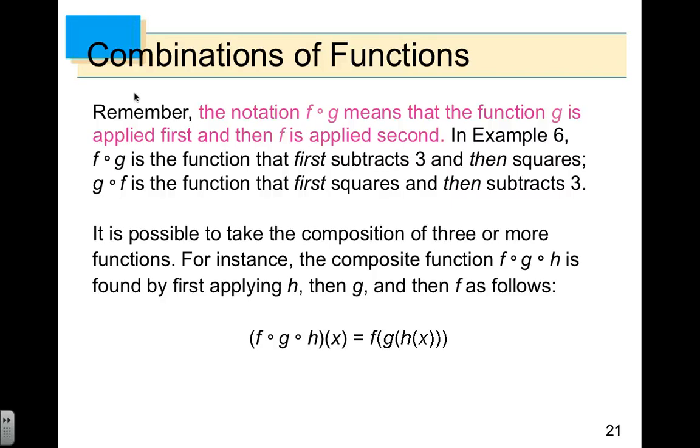It's possible to take the composition of 3 or more functions. For instance, the composite function f circle g circle h is found by first applying h, then g, and then f. So this is why we use circles, because this notation is much easier to read than nested parentheses.